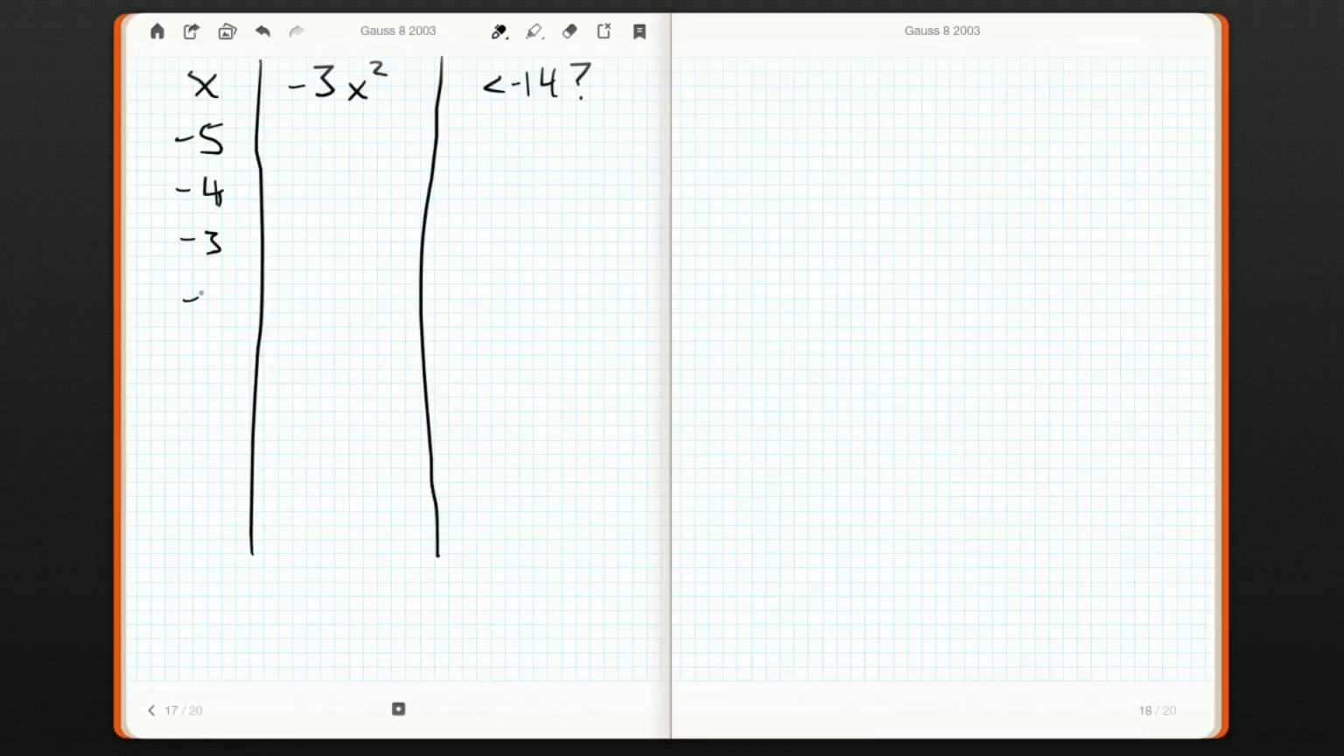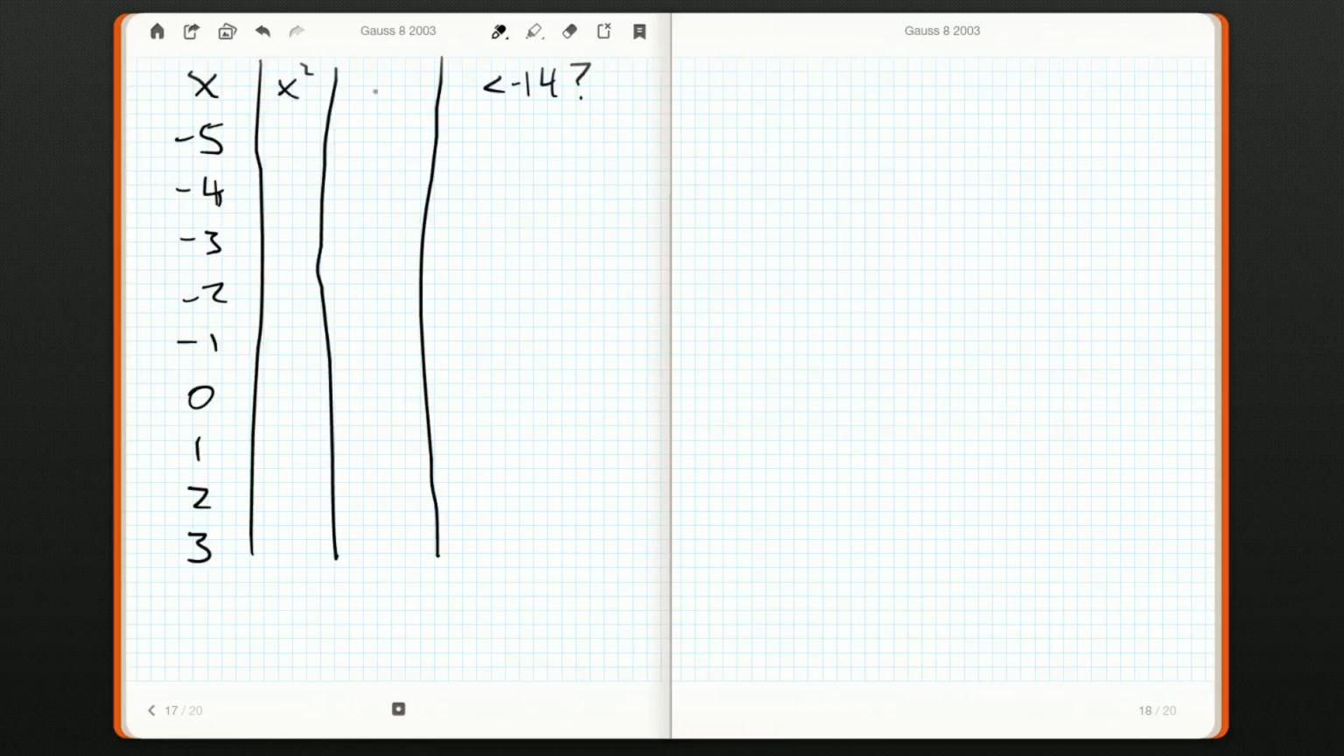-4, -3, -2, -1, 0, 1, 2, or 3. Even if we wanted to, we could add a middle column here where we just do x squared first. I think that'll be easiest for me, just because I'm having to do this in my head. I'm not going to use my calculator for this one. So x squared, that'll be 25. -3 times 25, that's -75. And that is definitely less than -14.